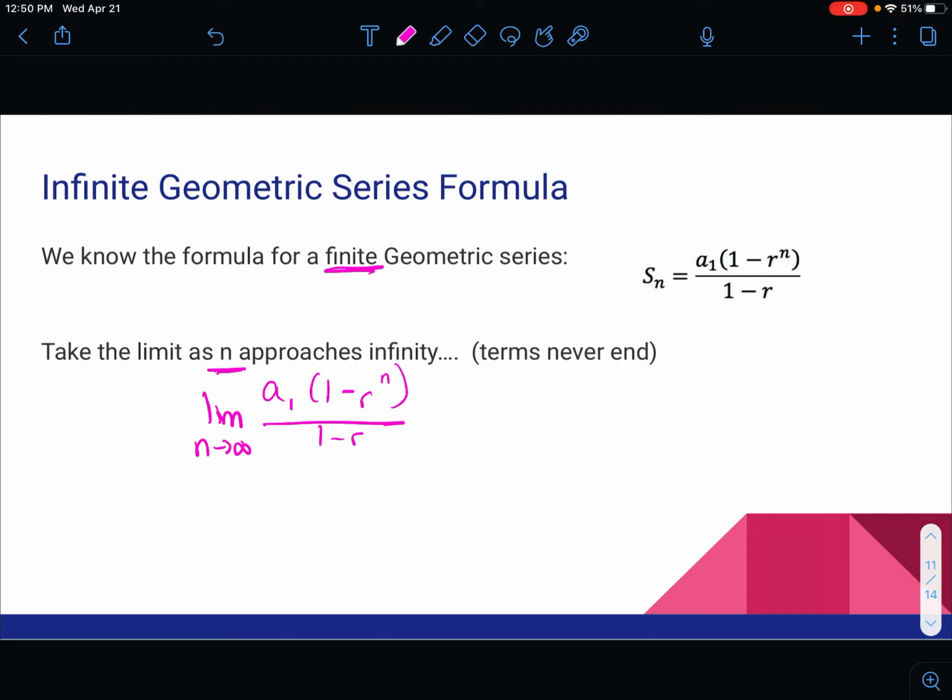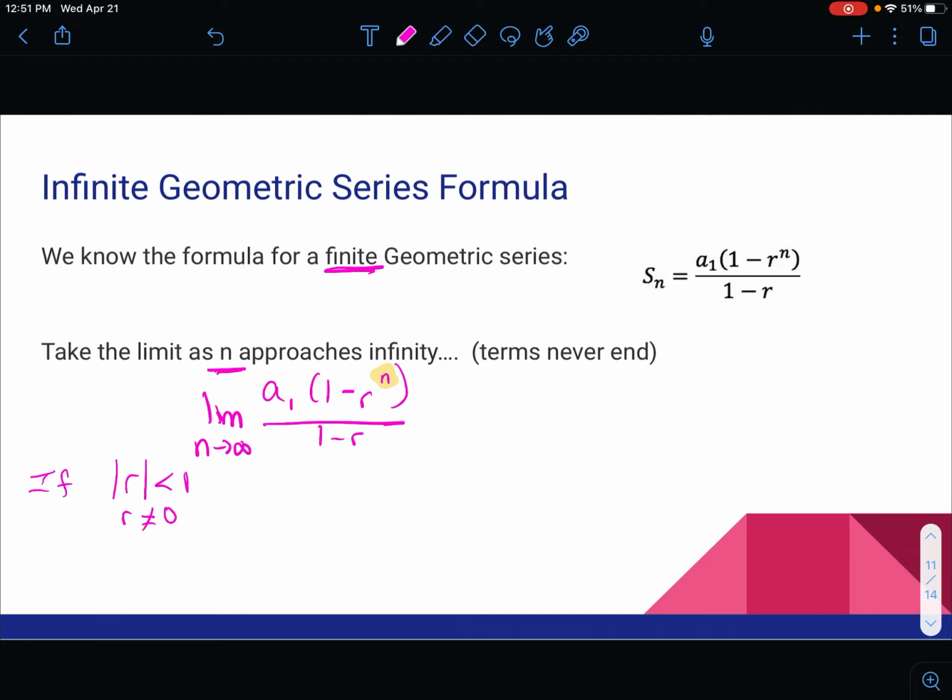Okay, as n goes to infinity, that means we have this R value to infinity. If R, let's do the absolute value of R, is less than 1, okay, and if we want to say here, and R is not equal, let's see here, to 0, okay. So the ratio has to be something other than 0, because if we're multiplying by 0, that doesn't make sense to get from term to term.